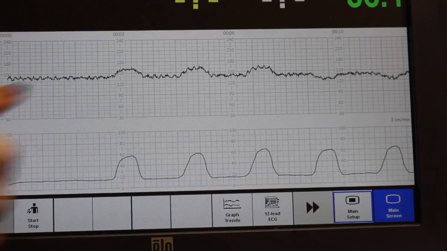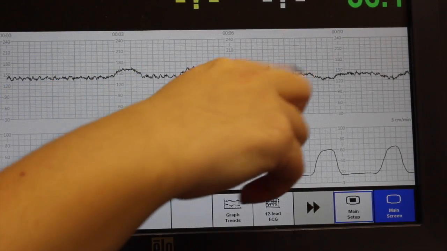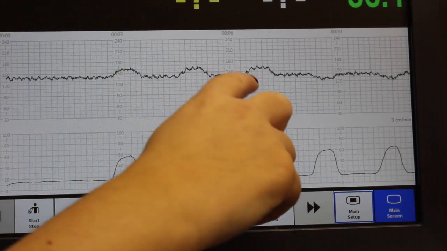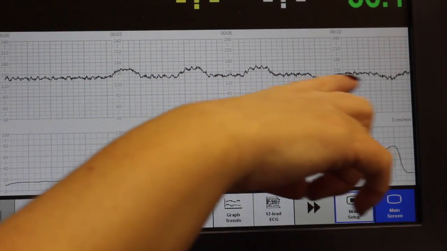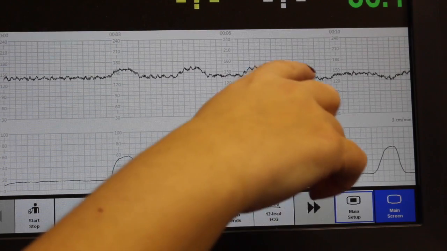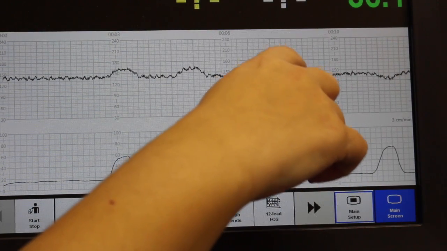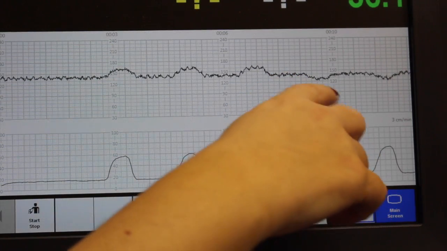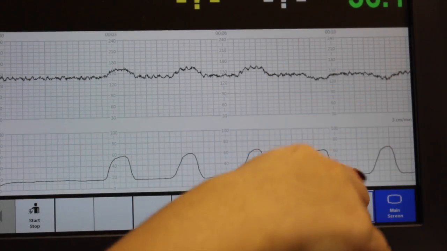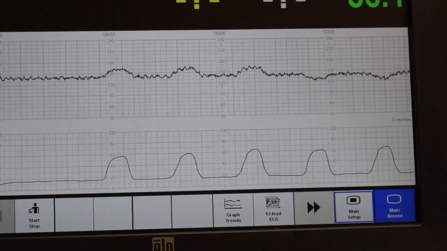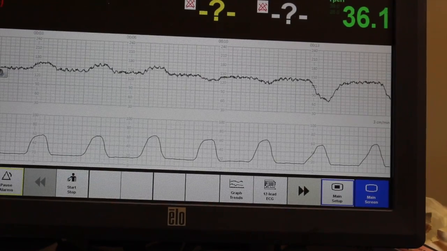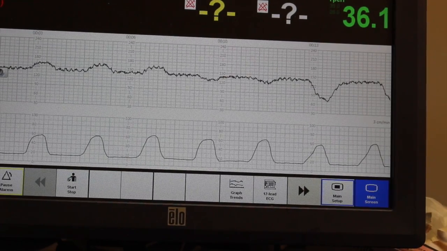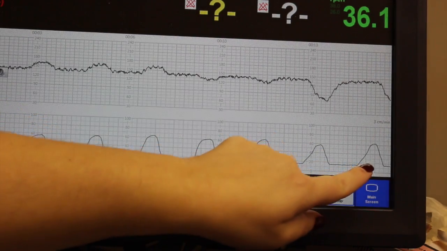What's showing on the monitor right here are accelerations of the fetal heart rate. These are accelerations. These are early decelerations. They are a mirror image of the contraction. It starts to decelerate when the contraction starts. It gets to its peak with the peak of the contraction, and it's returned to baseline by the time the contraction is over.